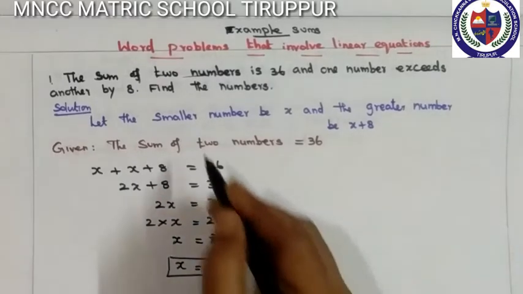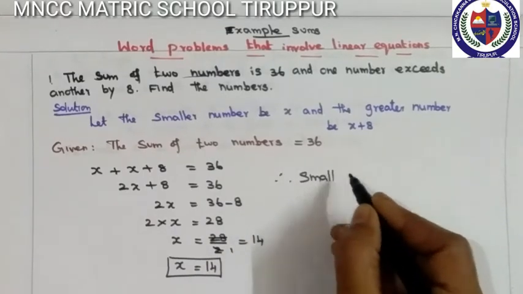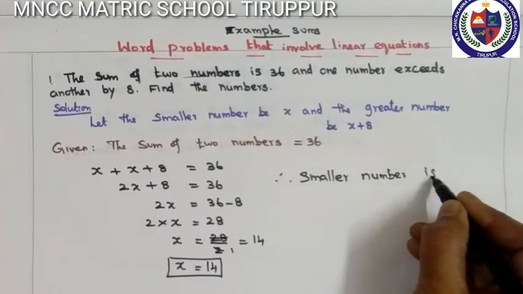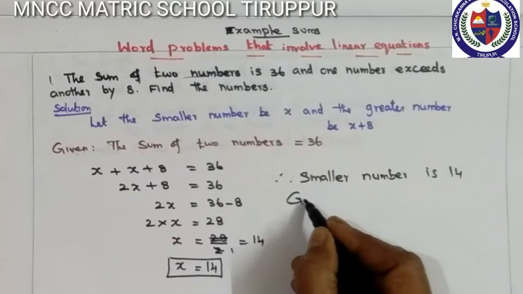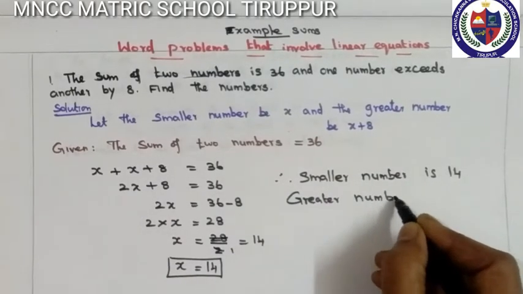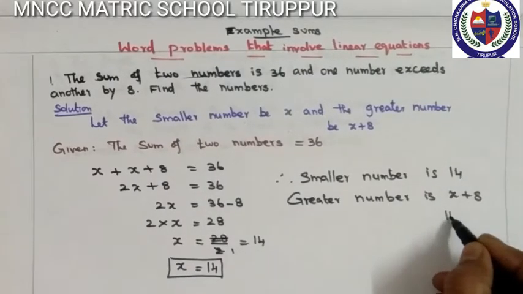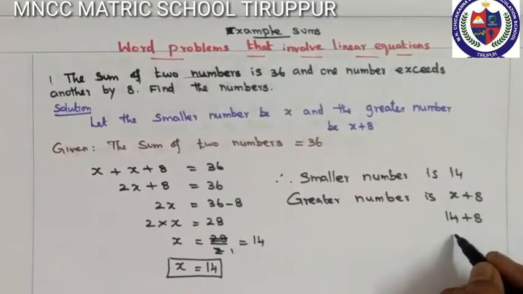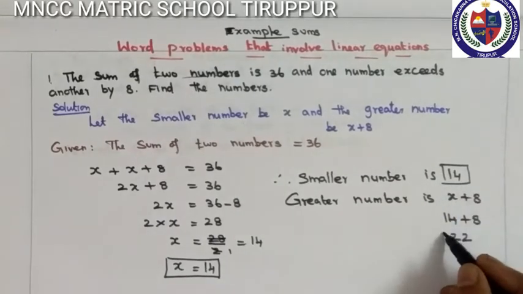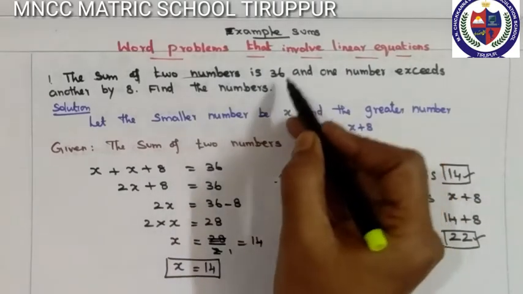What is x? Smaller number is x. Therefore, smaller number is 14. Greater number is x plus 8, so we write x plus 8. x is 14, so 14 plus 8 gives 22. So smaller number is 14, greater number is 22, and the sum of the numbers is 36.